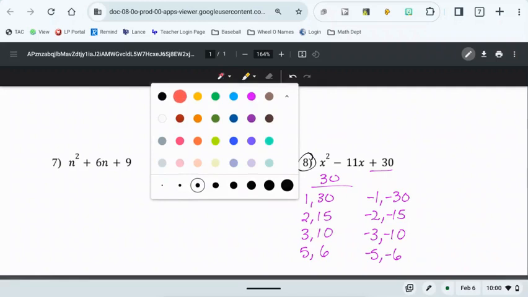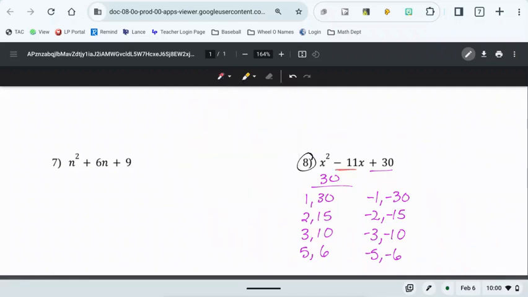And now let's go through and see, okay, which of these factors add up to negative 11? 1 and 30, well, that's 31, so that's not going to work for us. 2 plus 15, 17, not going to work. 3 plus 10, 13. And then 5 plus 6 is 11. Well, we want negative 11. We just got positive 11.